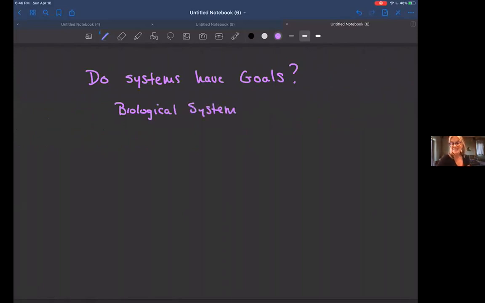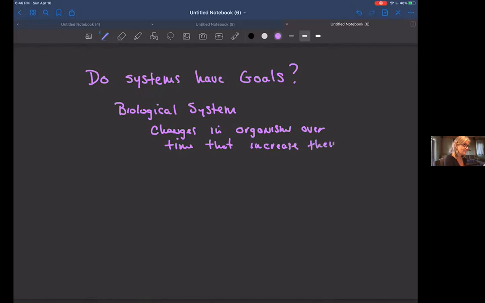So what we find is that we have species evolving, and they tend to evolve so that they can maximize their fitness. So in a biological system, we have changes in organisms over time that increase their likelihood of surviving and reproducing, or their probability.